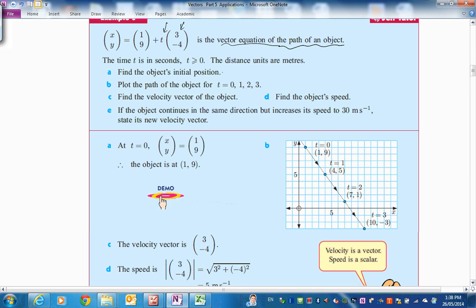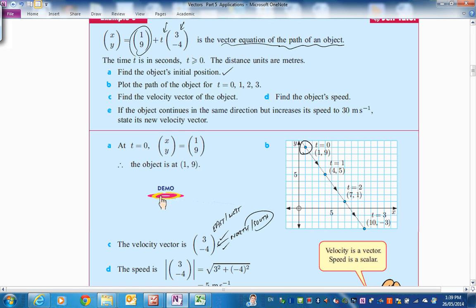Okay, find the object's initial position. That's when t is 0, and that's just going to be going out to that starting point there, 1, 9. See it over here. Okay, velocity vector is 3, negative 4. So what we would usually say now, this is east. East-west is the x, so this is positive, so it's east. And this is north-south, and so it's negative, so it's going in the negative y direction.